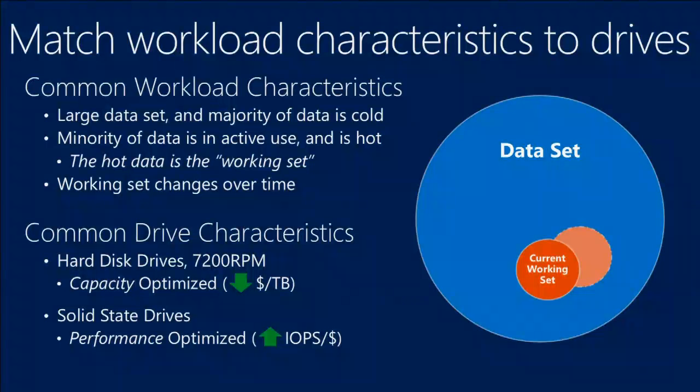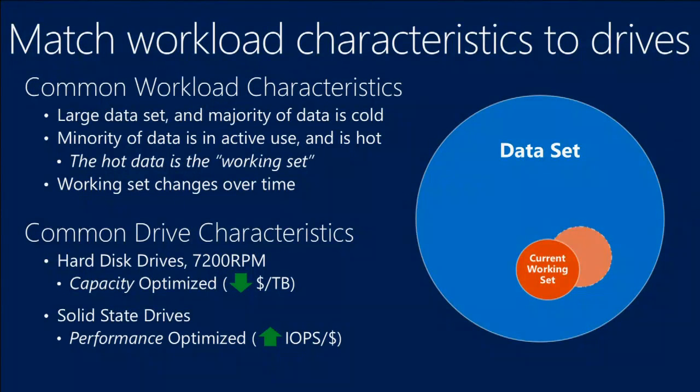We also look at the types of drives that are available on the market today. We have hard disk drives, nearline drives, 7,200 RPM, very high capacity, low in cost. By deploying these nearline, very high capacity hard disk drives, I dramatically lower the dollars per terabyte of deploying my storage. We also look at the other types of drives available. SSDs: very high performance, lower in capacity, but high cost. But by deploying SSDs, because they're so dramatically higher in performance, I dramatically increase my IOPS per dollar.